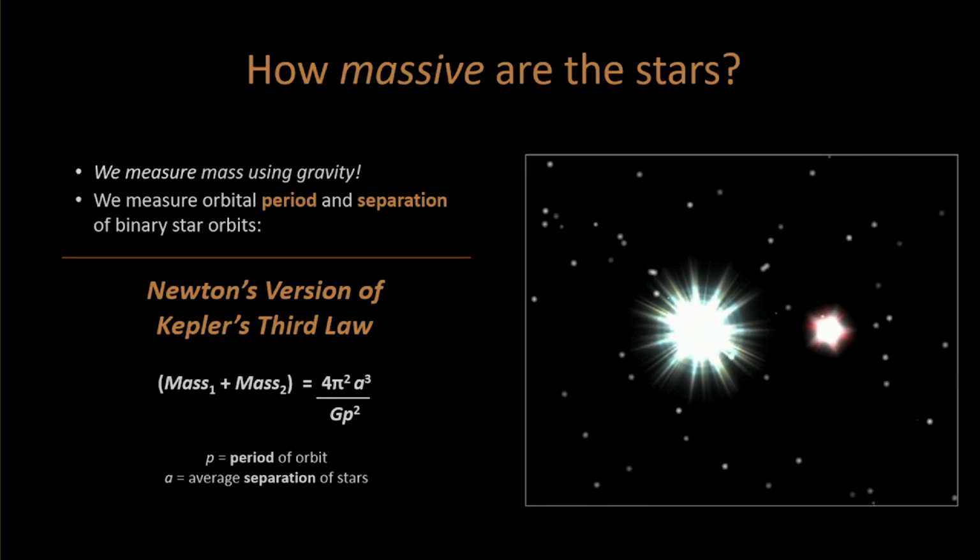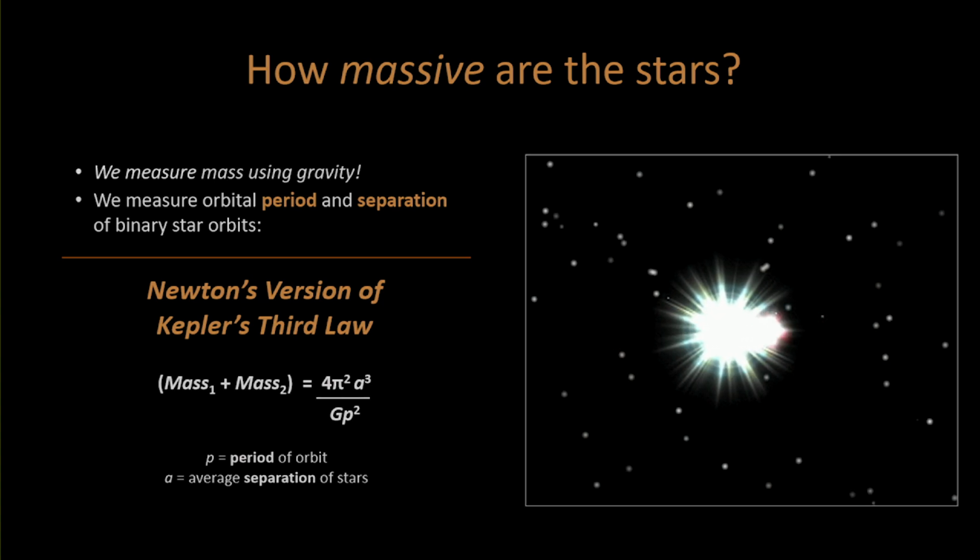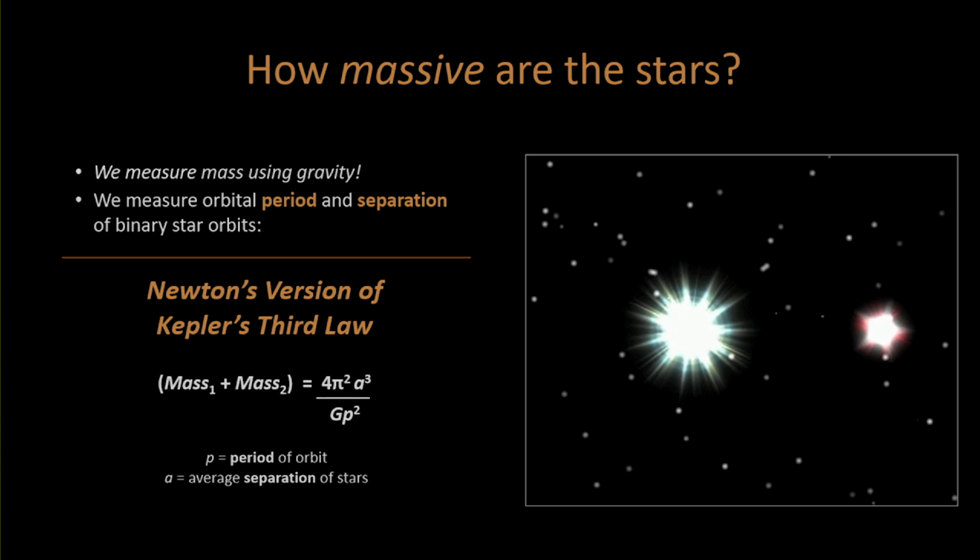But perhaps the most important one of all is one that all these other things are based upon. So let me now talk about the mass of stars. Mass, of course, is the amount of material. How are we going to measure the mass of a star? Well, we're going to use gravity. Gravity is going to work like a tool for us, essentially.